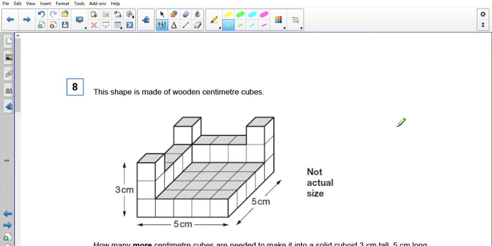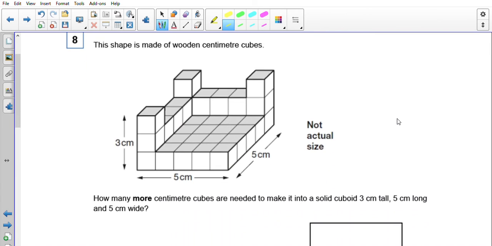Number 8. The shape is made from wooden centimetre cubes. Lovely. How many more centimetre cubes are needed to make it into a solid cube? 3 centimetres tall, 5 centimetres long, and 5 centimetres wide. Now, those are the dimensions we've got here. So your job actually is just to work out what's missing, what's been taken away.